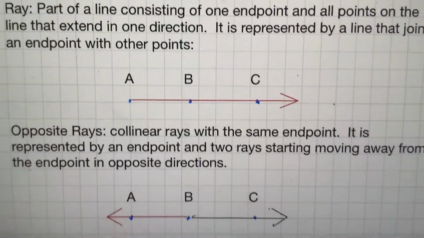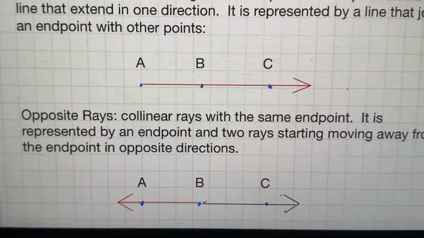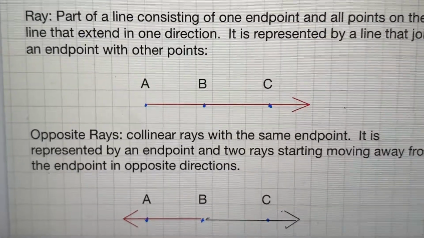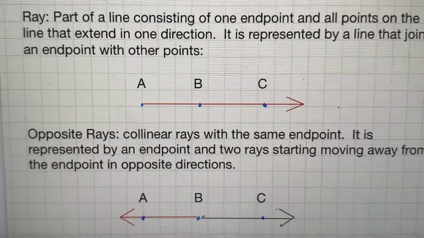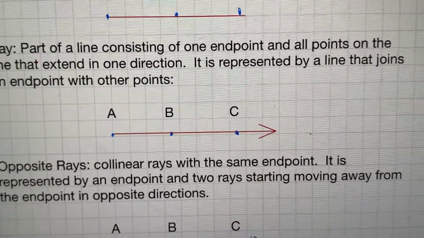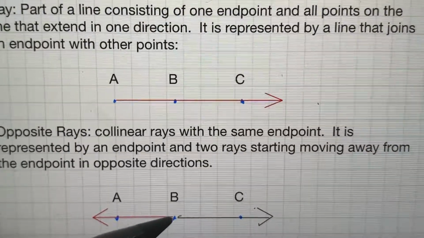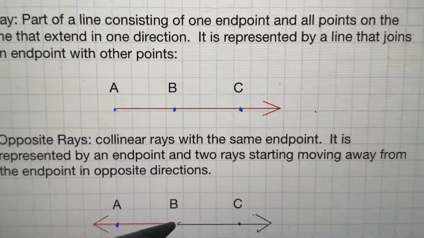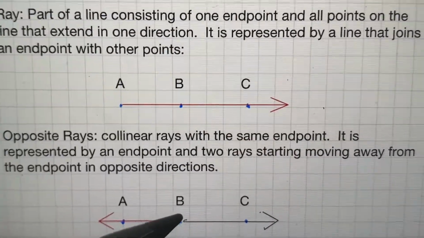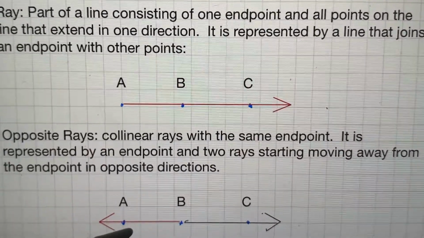Then we have opposite rays. Opposite rays are collinear rays with the same endpoint. It is represented by an endpoint and two rays starting away from the endpoint in opposite directions. So in this case, as you can see, B is my endpoint, and I drew two lines, one red and one black, so that we could identify the rays moving away from B.